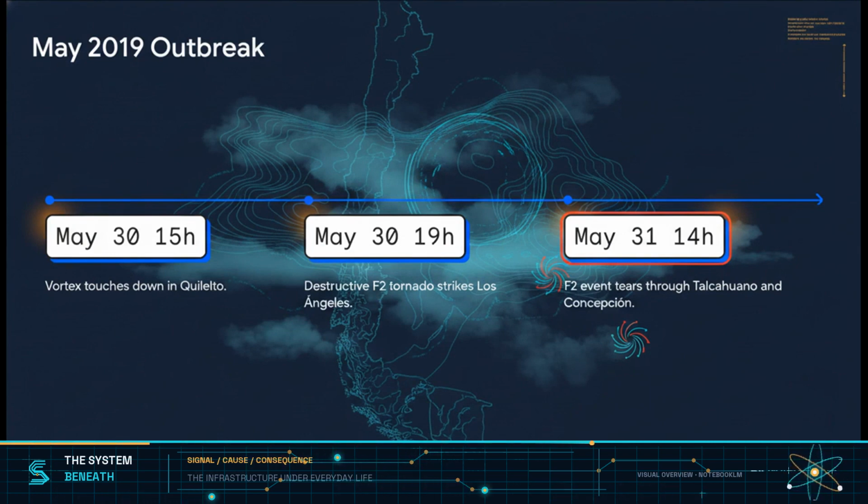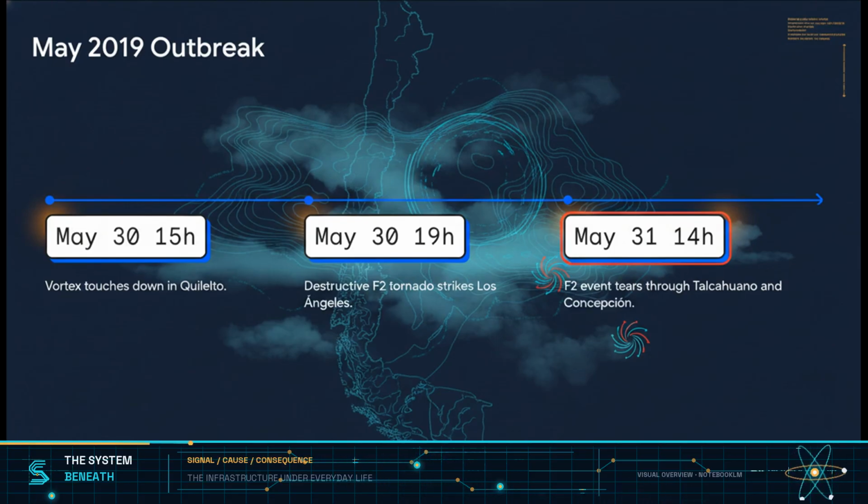The ultimate physical evidence of this Chilean high-shear, low-CAPE system functioning flawlessly was the historic May 2019 outbreak. Over just a 24-hour window, this crazy series of powerful convective storms just swept through southern Chile. Let's look at the timeline.